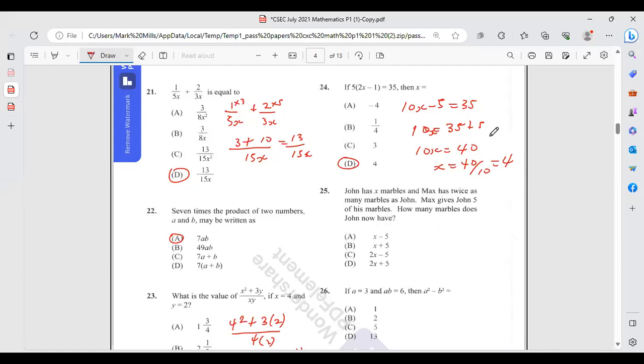Number 25. John has x marbles and Max has twice as many. Max gives 5 of his marbles. How many marbles does John now have? So John will get x plus 5. Good.